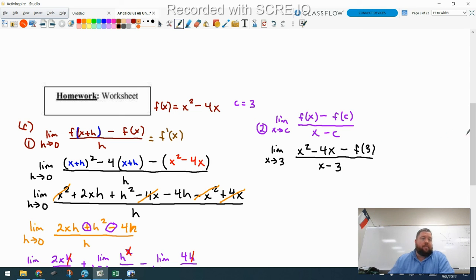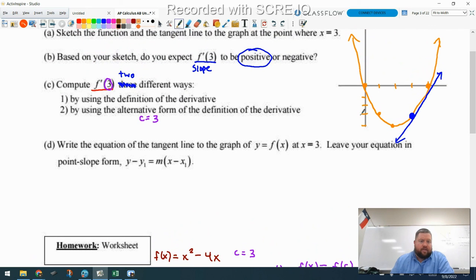Okay, now f of 3 is just a number. It's actually the y value, and we already found that earlier. It's this number right here. This is 3, so this is f of 3. And f of 3 is equal to negative 3.